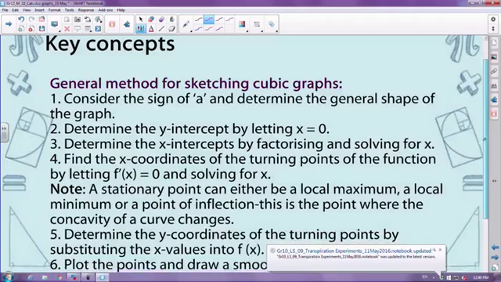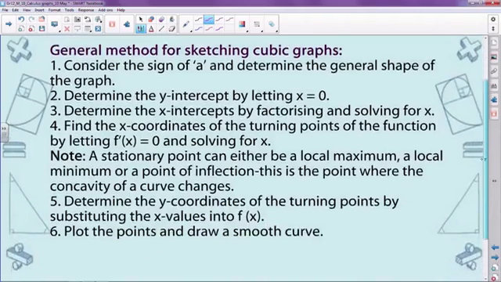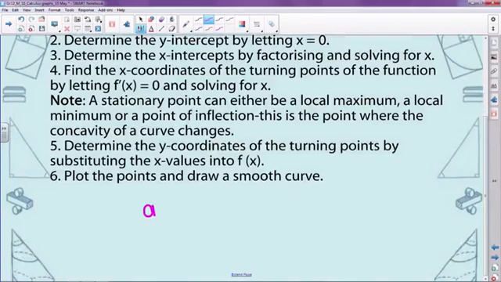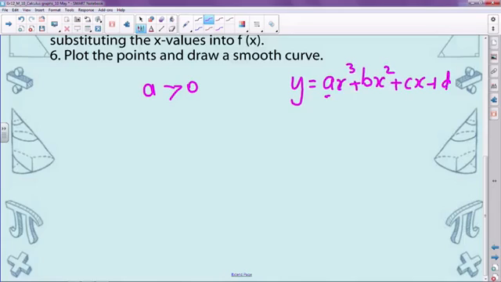So the general method to sketch a cubic graph, this is what you do. You first consider the sign of A and determine the general shape of the graph. So if A is greater than 0, remember when we're talking about a cubic function, you've got a function defined by y is equal to ax cubed plus bx squared plus cx plus d. So A is the coefficient of x cubed. All right. So if A is greater than 0, then you're going to have a graph that has a maximum turning point and then a minimum.